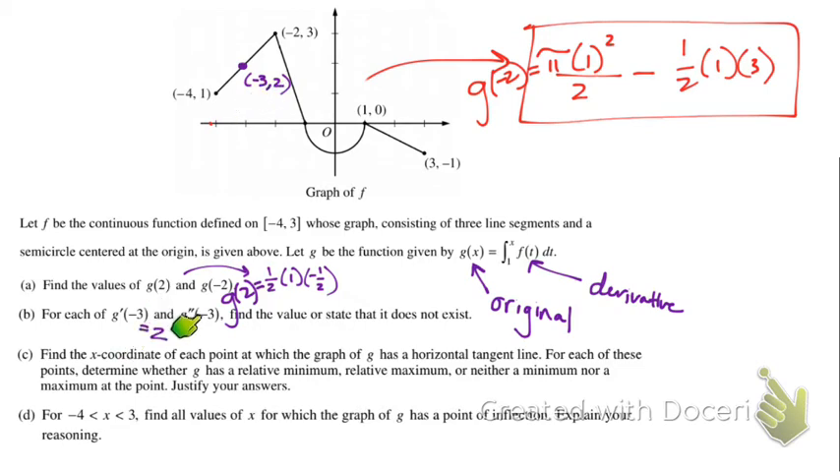G double prime of negative 3. Well, if this is the first derivative, the second derivative would be the slope of this line. And the slope of this line we just said was 1, because it's up 2 over 2, or up 1 over 1. So g double prime of negative 3 would be equal to 1.